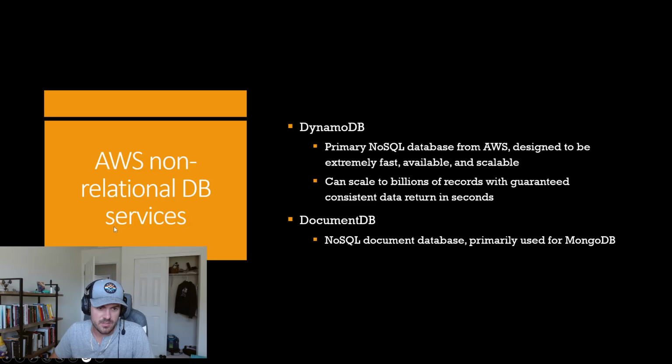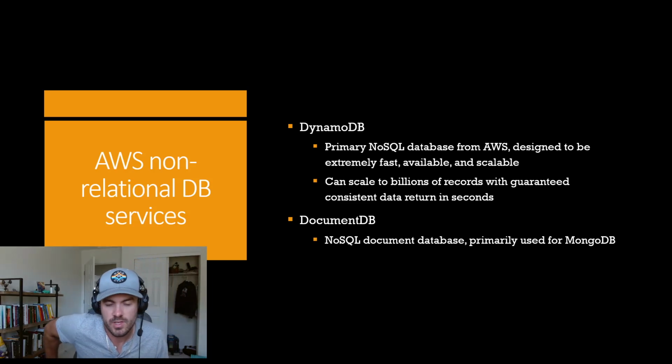So, AWS non-relational database services. It's kind of interesting that on the official study guide from AWS for this exam, they say DynamoDB is excluded from being considered on the test, which I find hard to believe because it's an extremely popular service. And I'm pretty sure I was asked about it when I took my test, so this might be new, but we won't dive too much into it, but we will brush upon it so you're familiar with what it is. So it's a primary NoSQL database from AWS that's designed to be very fast, available, and scalable. And it can scale to billions of records with guaranteed consistent data return in seconds.